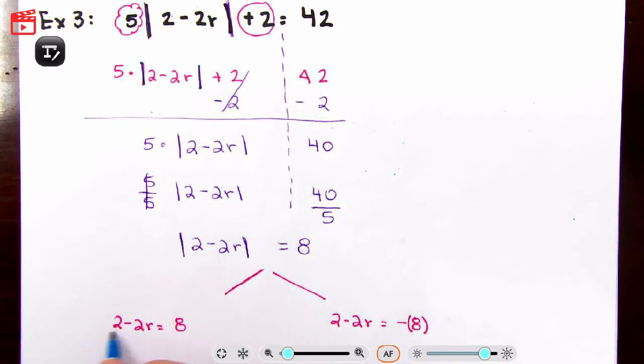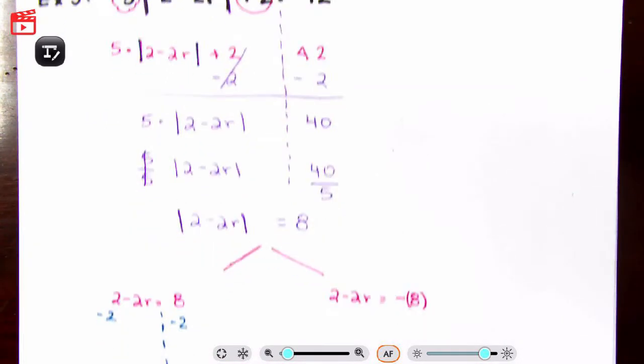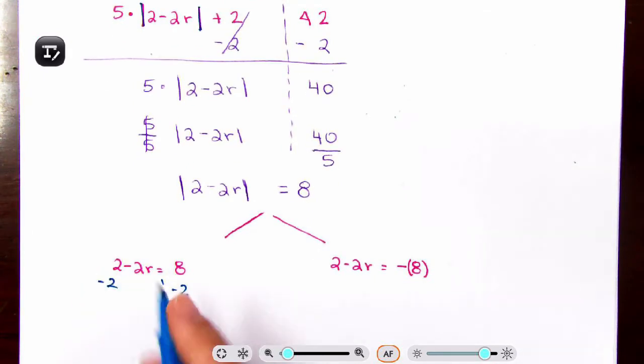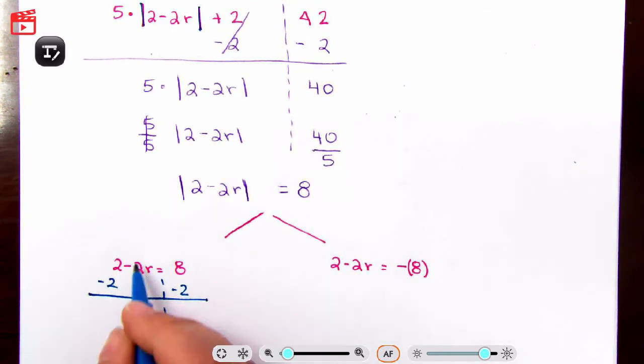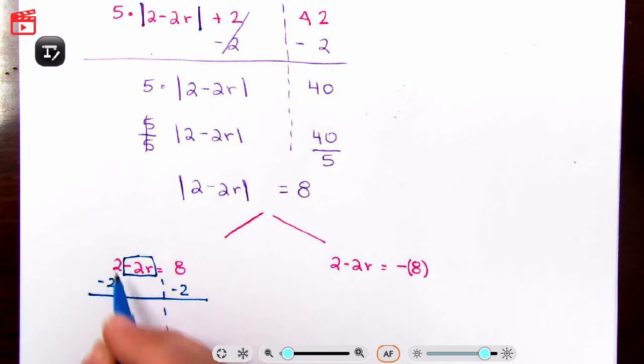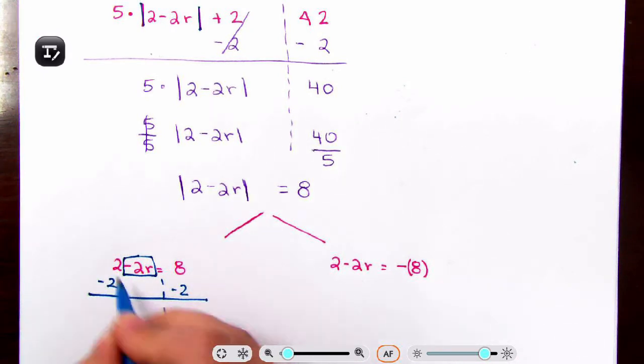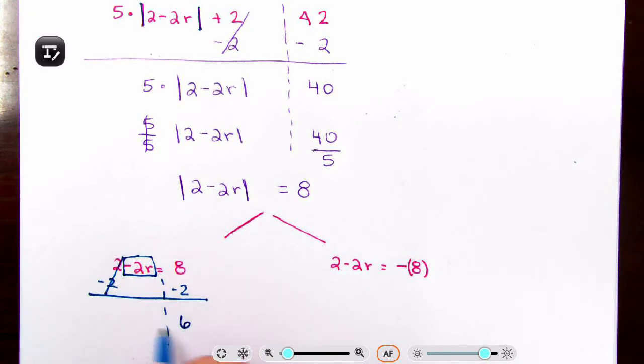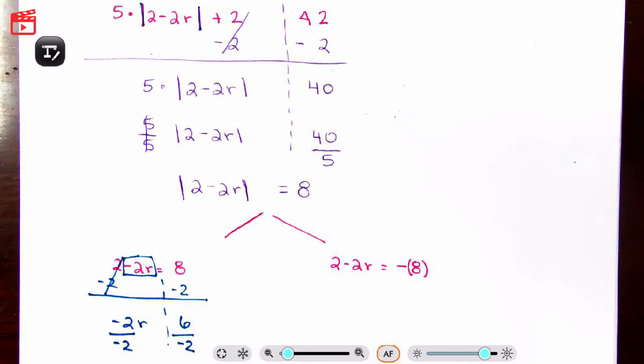Moving on, I am going to subtract 2 from both sides. Don't mess with this 2 attached to r yet. You want to get rid of everything attached to this first, so we want to undo 2. So we have 6 is equal to negative 2r. I'm going to divide by negative 2 on both sides. R is equal to negative 3, maybe.